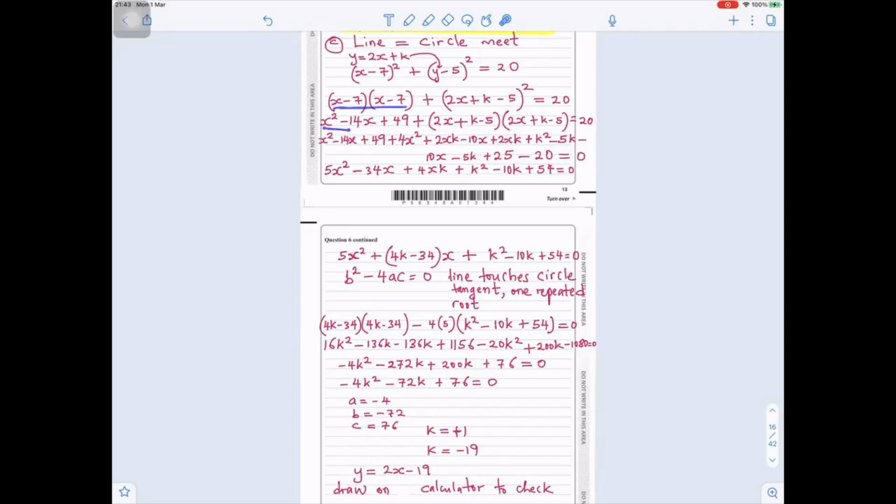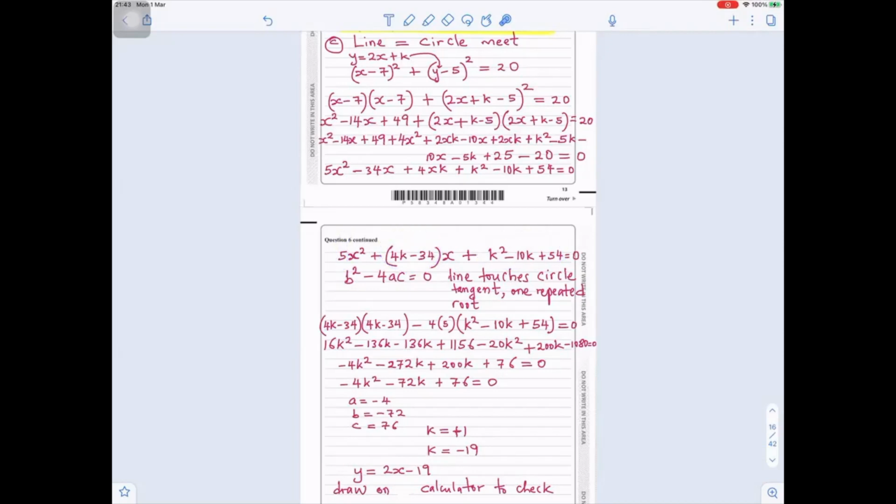And that gives us x squared minus 14x plus 49. And we expand this (2x plus k minus 5) squared. When we write it twice like that and expand it, you will get all of that. Then we start to collect like terms and put them together, and you would eventually get this expression. So A is this, B is that, and C is this one.